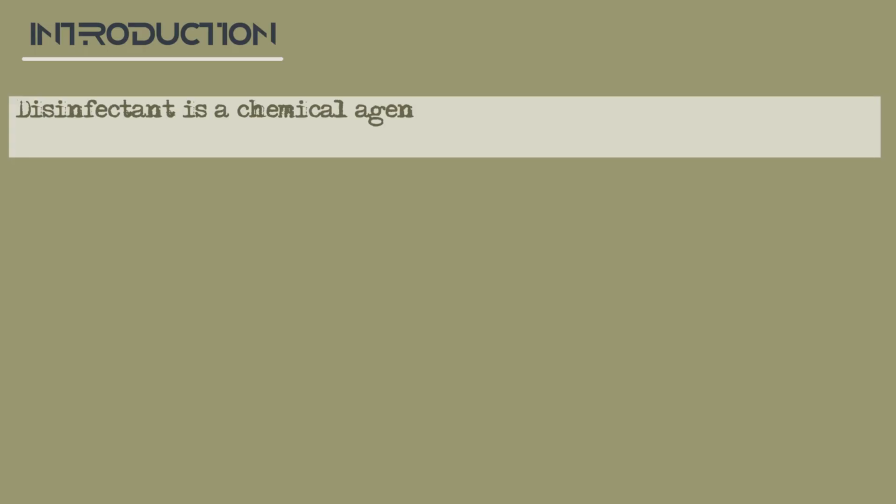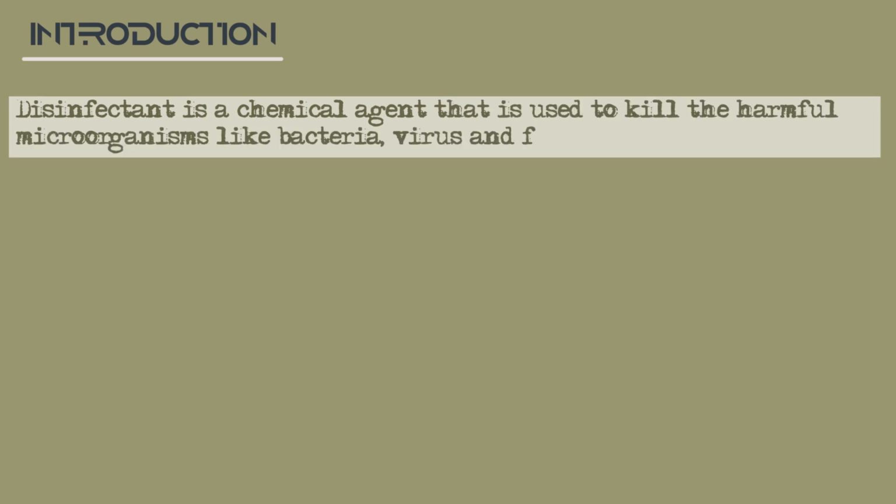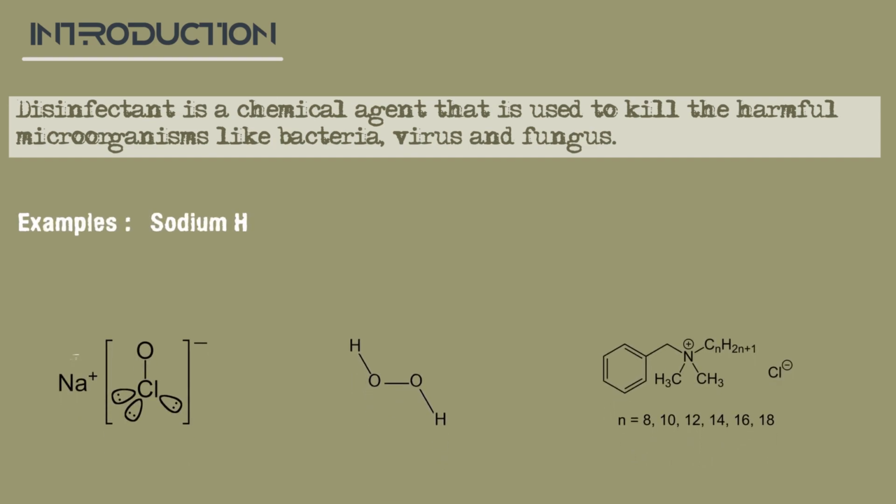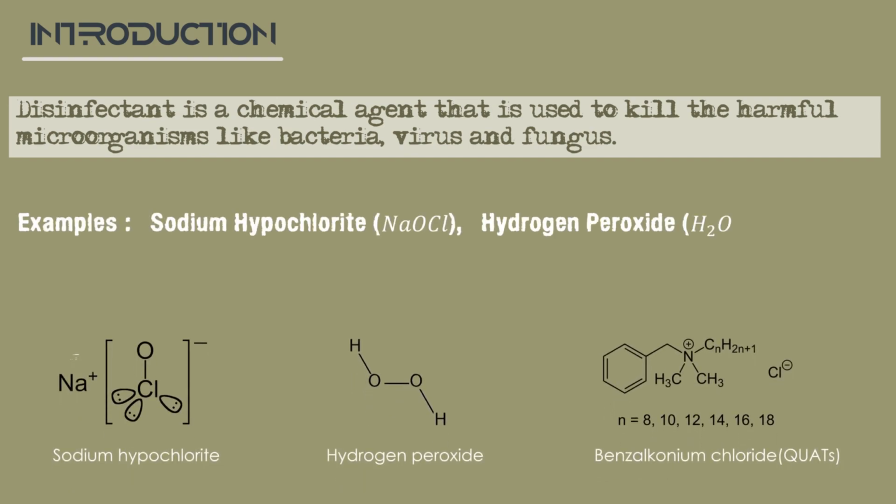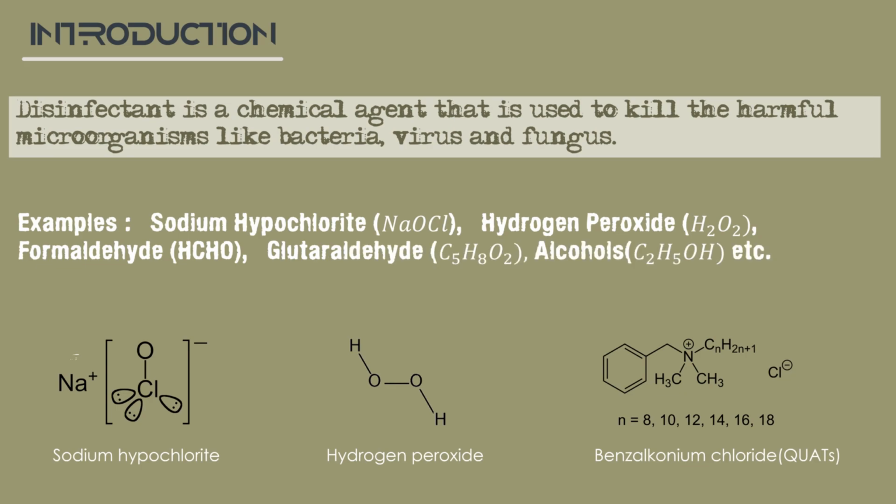Disinfectant is a chemical agent that is used to kill harmful microorganisms like bacteria, virus, and fungus. Some of the examples are sodium hypochlorite, hydrogen peroxide, formaldehyde, glutaraldehyde, alcohols like ethanol and benzalkonium chloride, and many more.